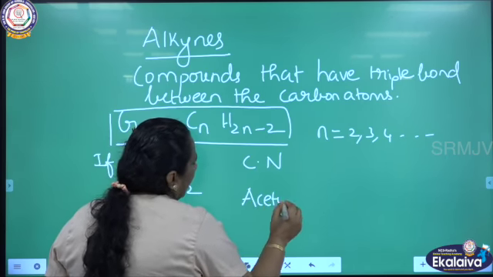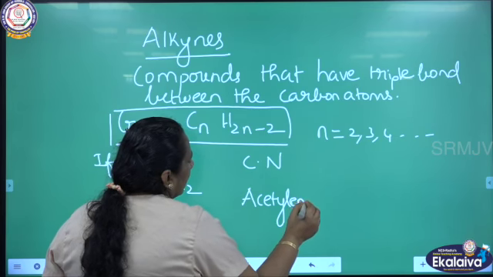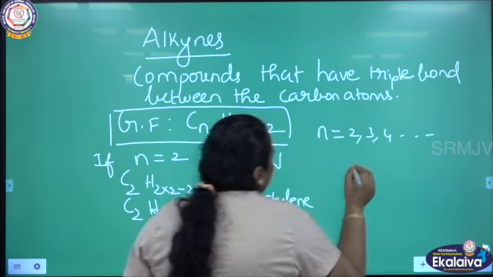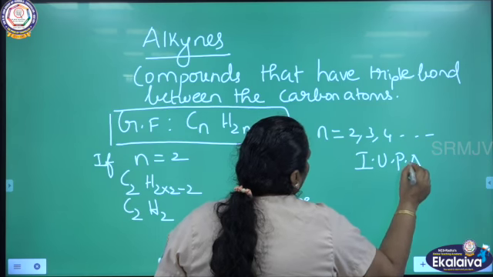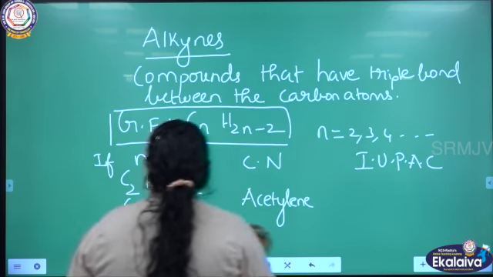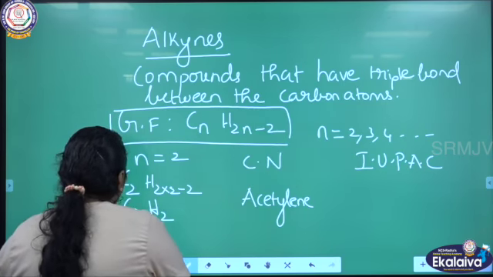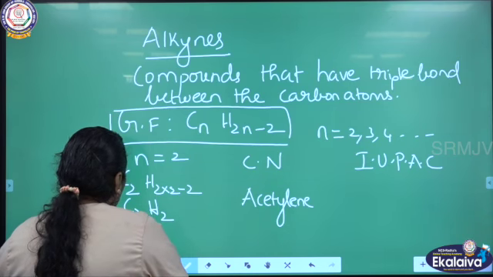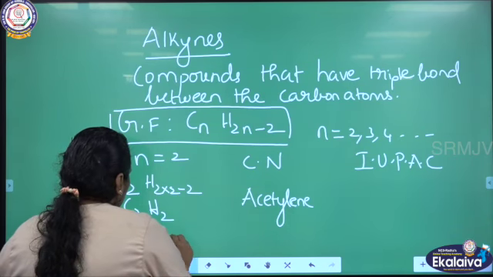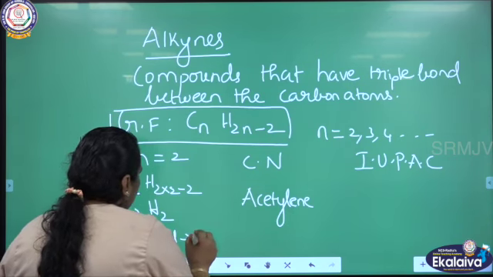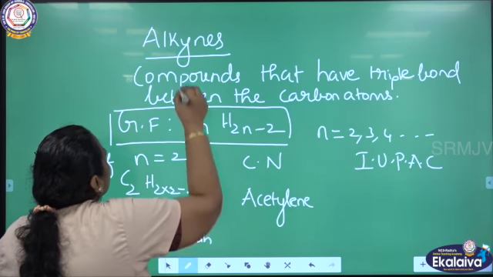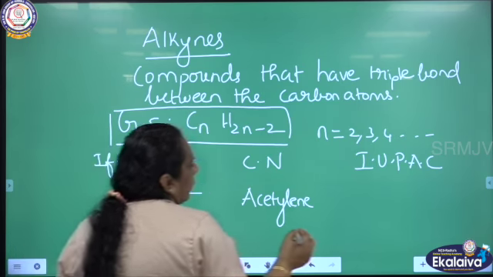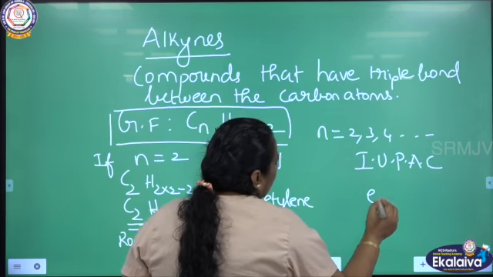What is the common name? It is acetylene. What is the IUPAC name? See the number of carbons and find the root word, which is the parent here. There are 2 carbons, so the root word is eth. There are 2 carbons, the root word is eth. And we are discussing the double bond here. So what is the IUPAC name? Ethene.